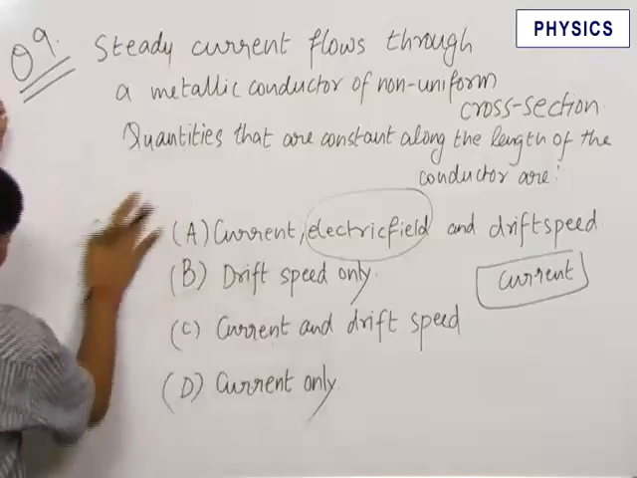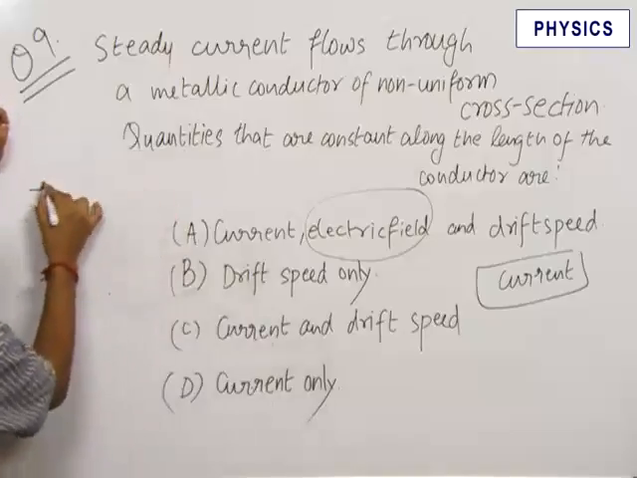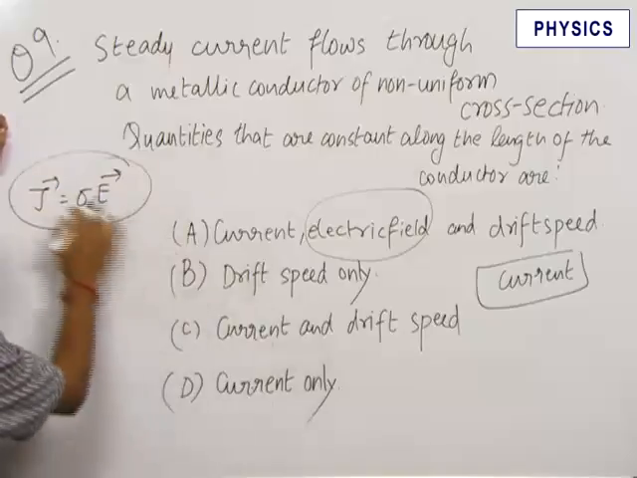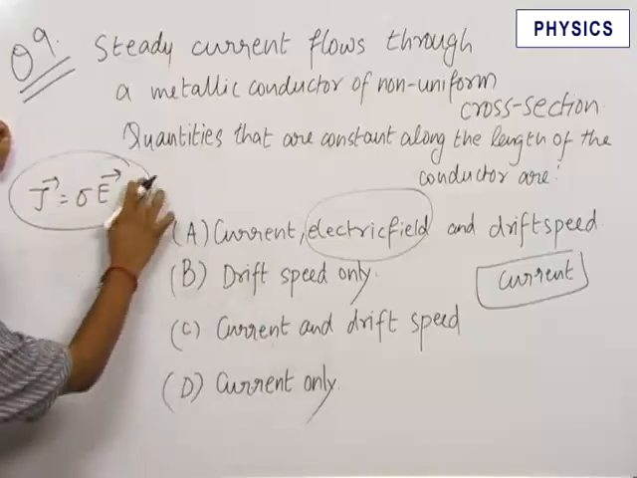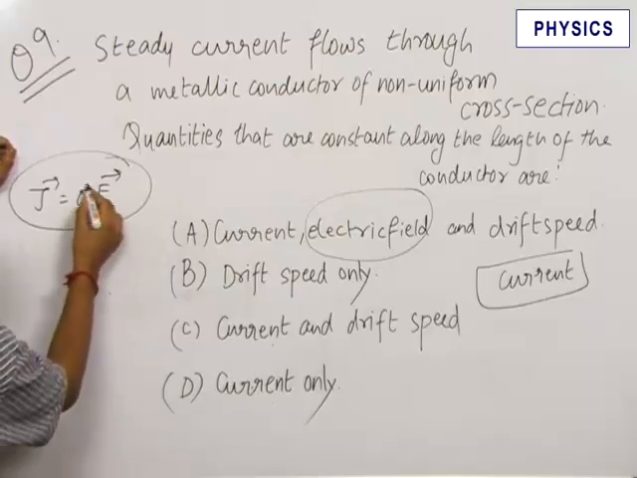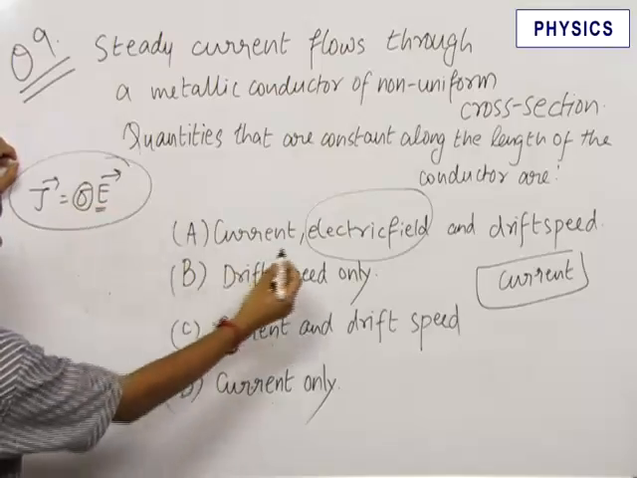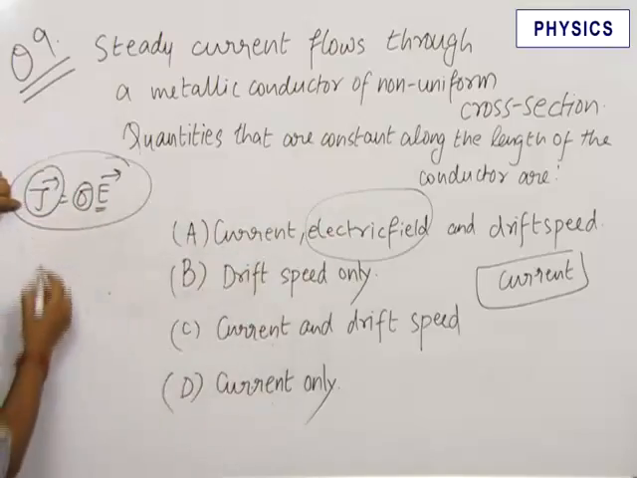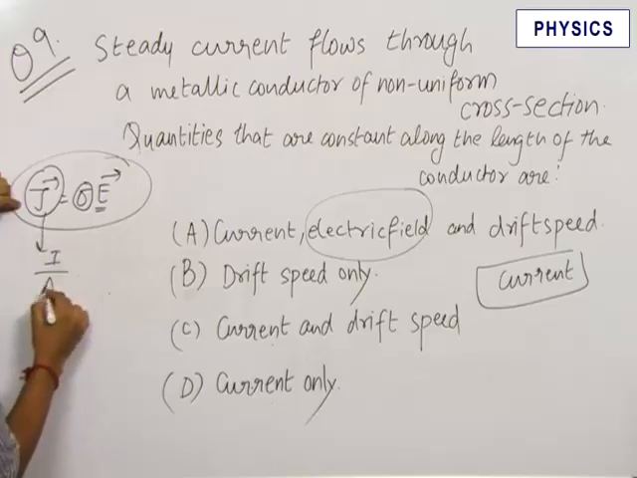So, if we talk about electric field, we know the formula J vector is equal to sigma into E vector. This is where we are getting this formula to use. Now, E vector is the electric field. It is the same material, therefore sigma is constant. Therefore, for electric field to be same throughout the length of the wire, J vector should be same throughout the length of the wire. Now, J vector is equal to I upon A.